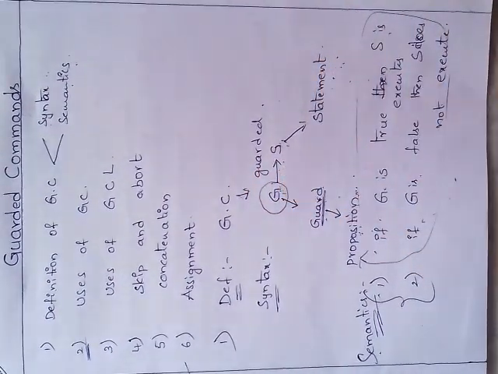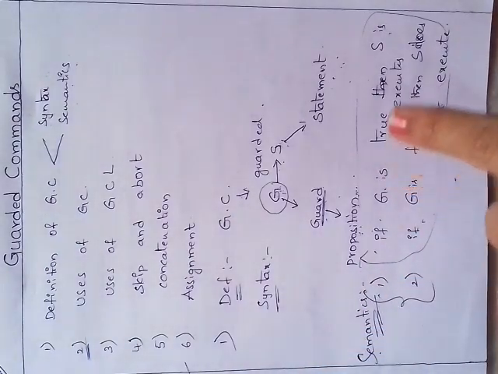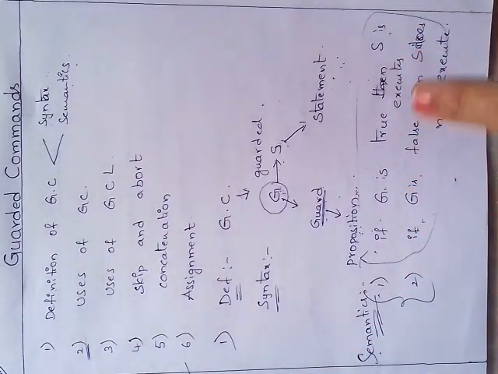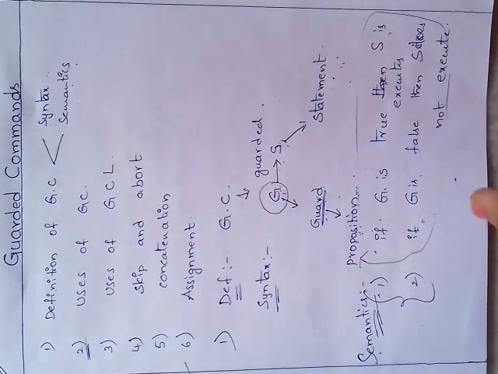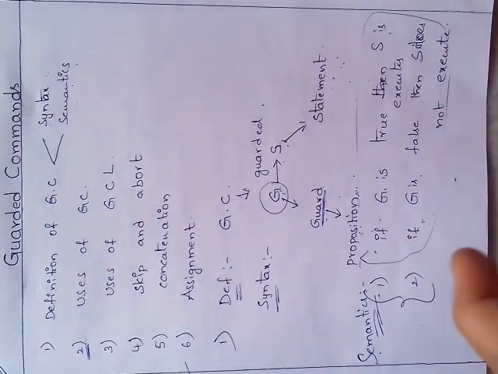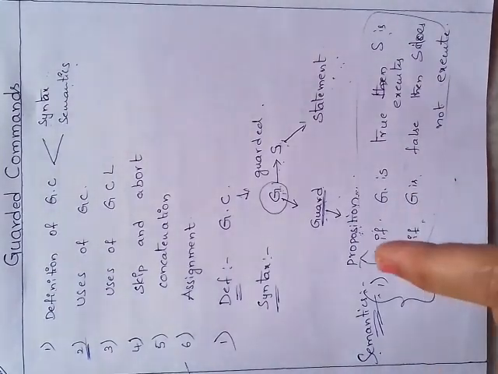So what is meant by semantics? Semantics is the meaning of the syntax. There are two conditions. One is, if G is true, then S is executed. The second condition is, if G is false, then S does not execute. These two conditions are called semantics.